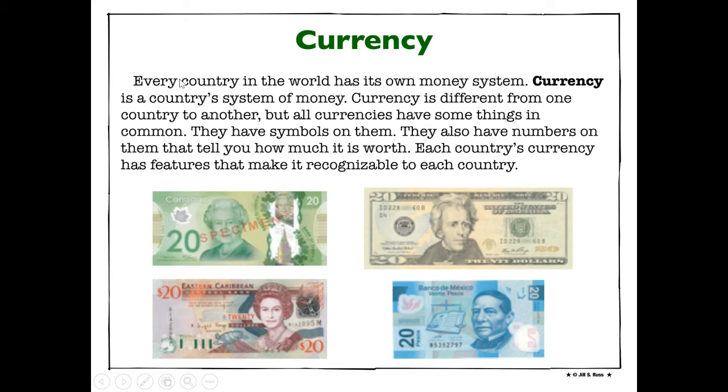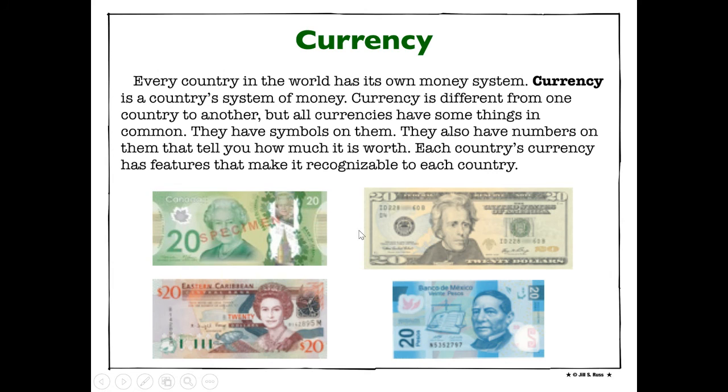Currency. Every country in the world has its own money system. Think about when we read The Witches and how they had to make currency from different countries. Currency is a country's system of money. Currency is different from one country to another, but all currencies have things in common. They all have symbols on them. They also have numbers on them that tell you how much it's worth. Each country's currency has features that make it recognizable to each country.